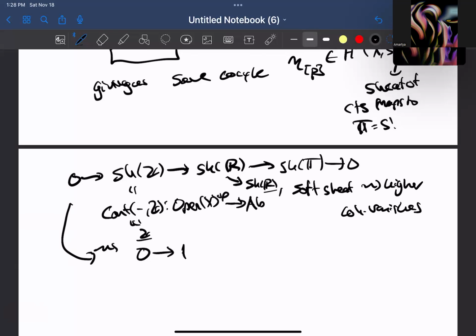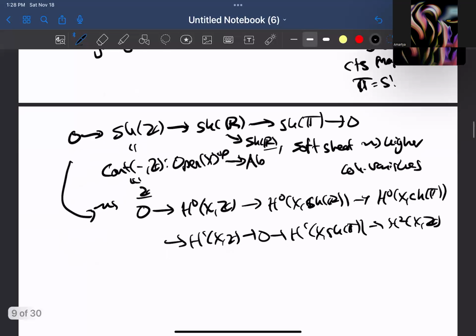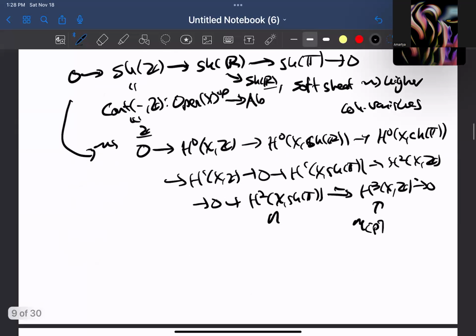So in our long exact cohomology sequence, we have H0 of X with coefficients in Z to H0 of X with coefficients in sheaves on R, to H0 of X with sheaves on T, H1 of X with Z to 0 to H1 of X with sheaves on T, H2 of X with Z, and here we get our term that we wanted, H2 of X with coefficients in sheaves on T, which maps isomorphically to H3 of X with coefficients in Z. And this here is where we wanted eta P to live. And since this is isomorphic to this, the cocycle we constructed gives us exactly the class that we want.